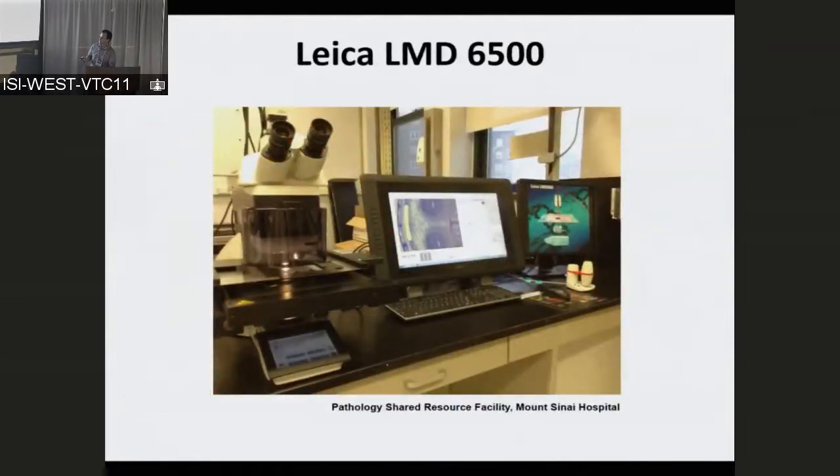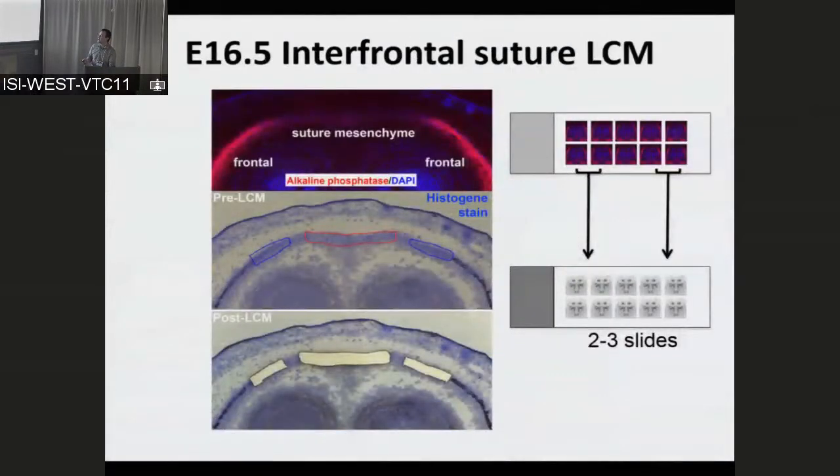Then we take our membrane slides. We go to our laser, the D6500. And basically you sit with your slides in the machine and you can sit at the computer and draw out the area that you want to dissect.